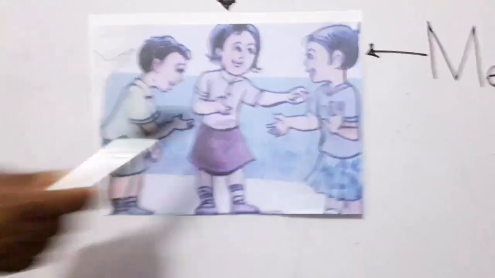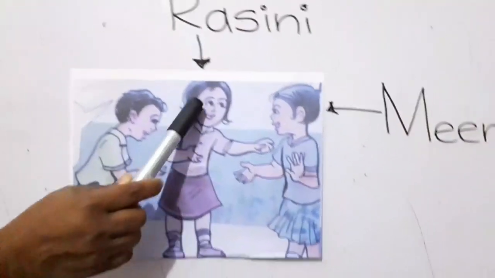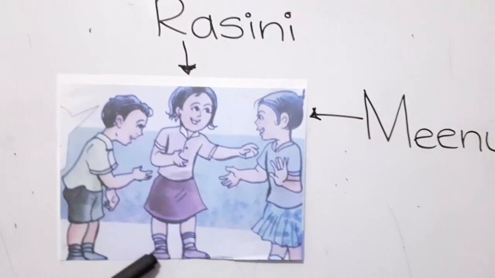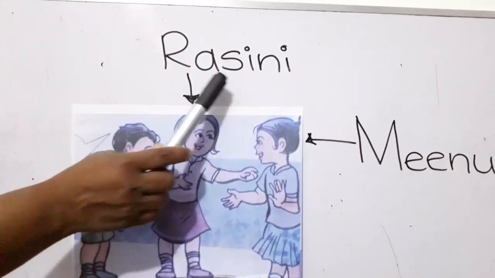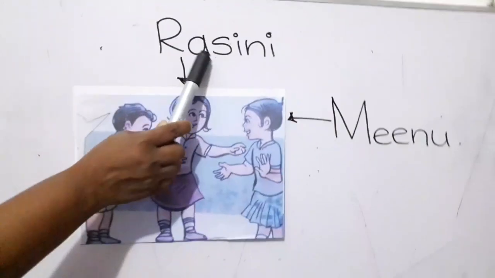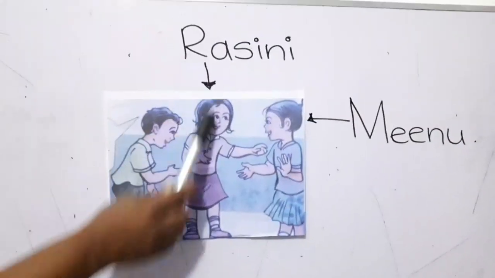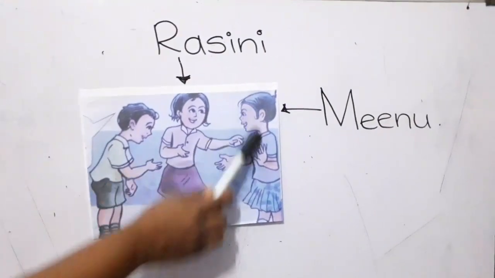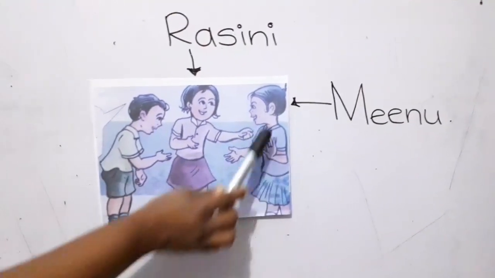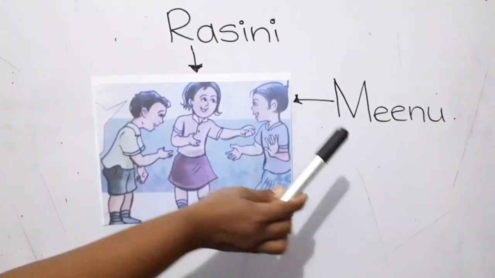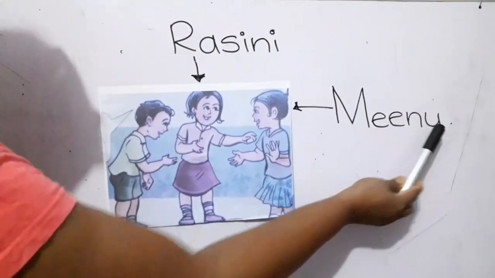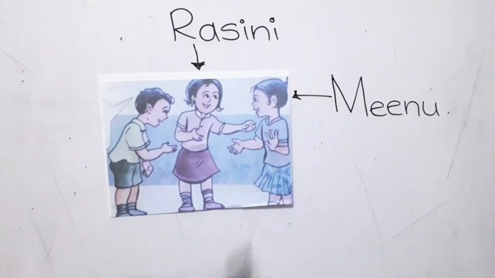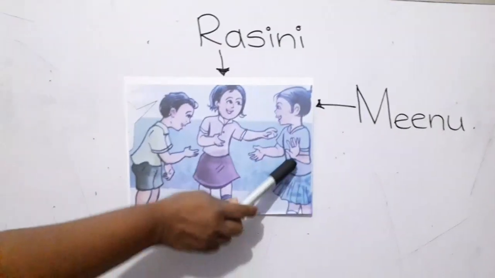Now who is in the middle? Who is in the middle? Yes, this is Rasini. Rasini is in the middle. Who is this girl? What is her name? Yes, she is Meenu. Meenu is this.